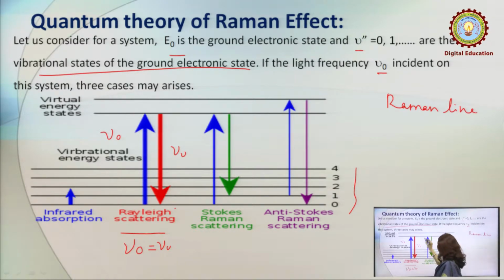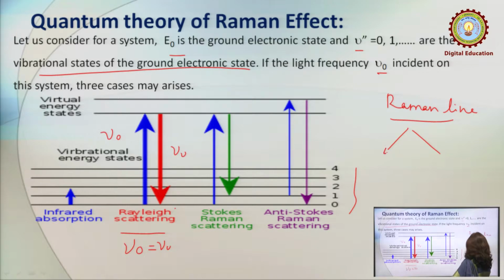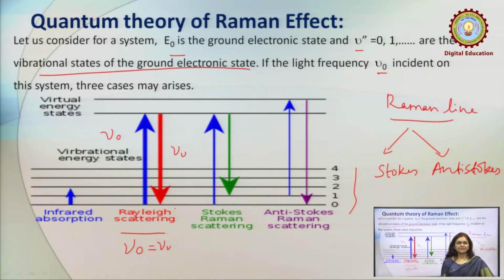This is your Rayleigh and this is the Raman line. There is a formation of Stokes and anti-Stokes.